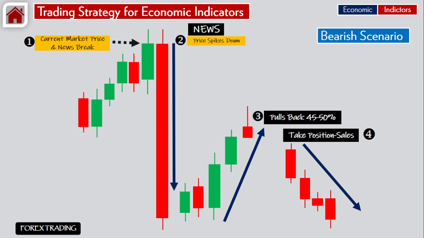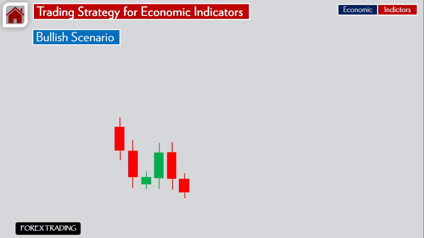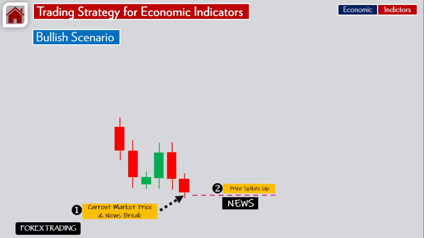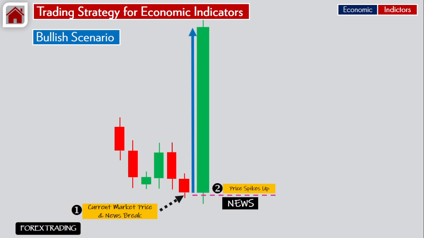So this is how you take a position on economic indicator data when it goes into a bearish scenario. Over here, this long bar, when it spikes down, you do not trade on this spike. Never trade on this spike. Now let's look at the bullish scenario. The price is going down, and here is the current market price and news break, and then the news breaks and price spikes up, just like this here. Do not trade this spike. Let it happen and cool down.